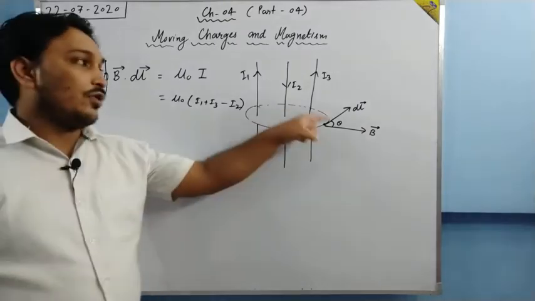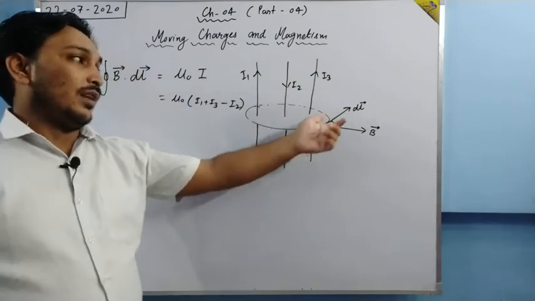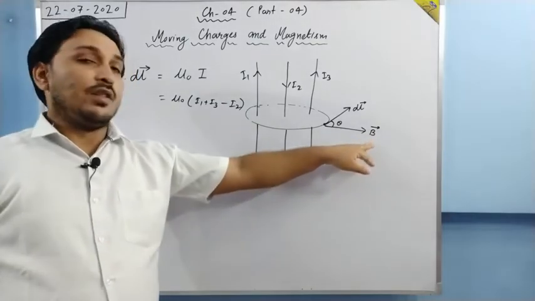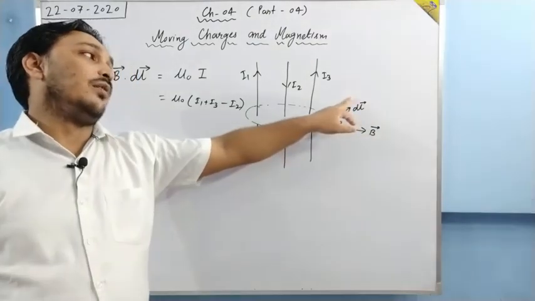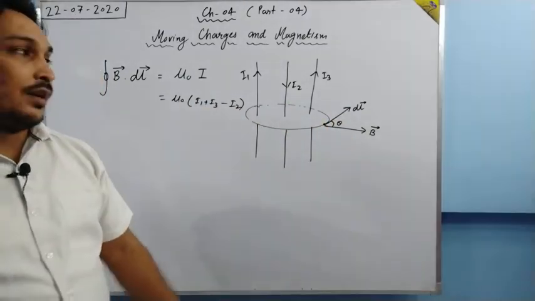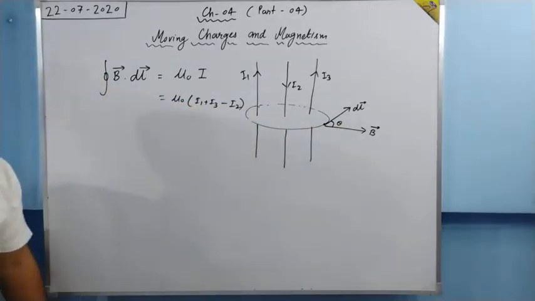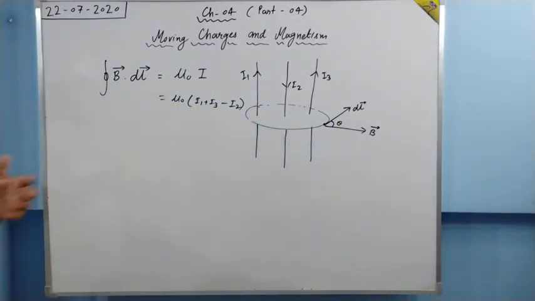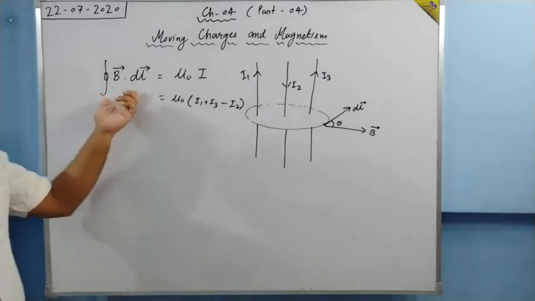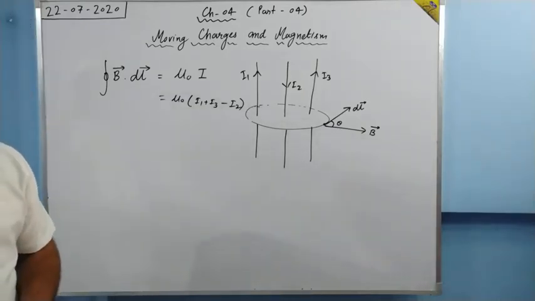For each point on the loop, for each small length element I am taking on the circumference, there will be an angle made between B and that length element. So I have to take the loop in such a way that this angle remains constant so that I can integrate it. Isn't it? If it is changing over the length, then we cannot integrate it. Right? So this is line integration, and this is mu naught I. This is what we discussed in the last video lecture.